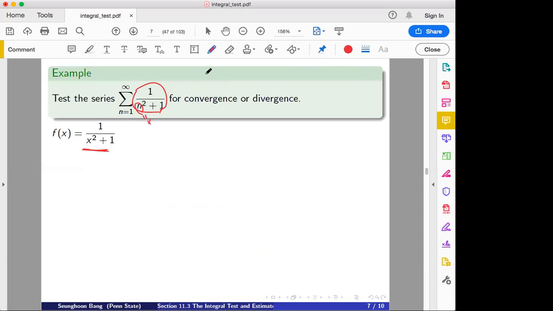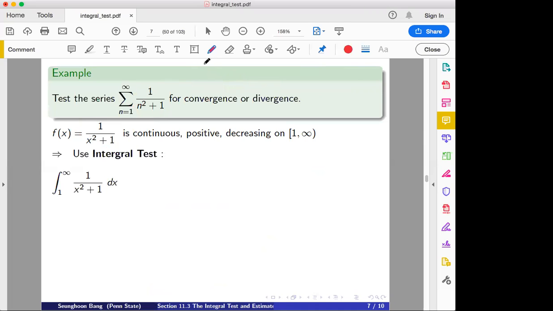What about the domain? Domain is always 1 to infinity. You can plug any number greater than or equal to 1 into x, and it's always well-defined and continuous. The 1 over x squared plus 1 is always positive. Third, the denominator is increasing, so this whole thing is decreasing. So it satisfies 3 conditions: continuous, positive, decreasing. So we use the integral test.